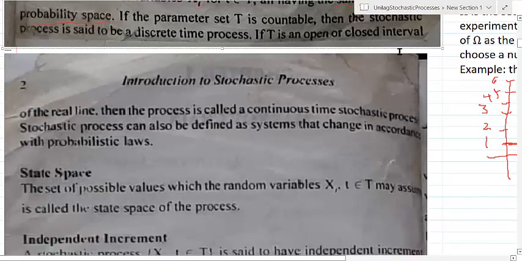We have state space. State space is the set of possible values which the random variables X_t may assume. So for example, if I want to look at the case of a dice, if I throw a dice many times, then the state space is the numbers 1 through 6. If you threw a coin and you assign 0 to heads and 1 to tails, then the state space would be {0, 1}. Now, of course, other stochastic processes will have more complicated state spaces, as we'll see.